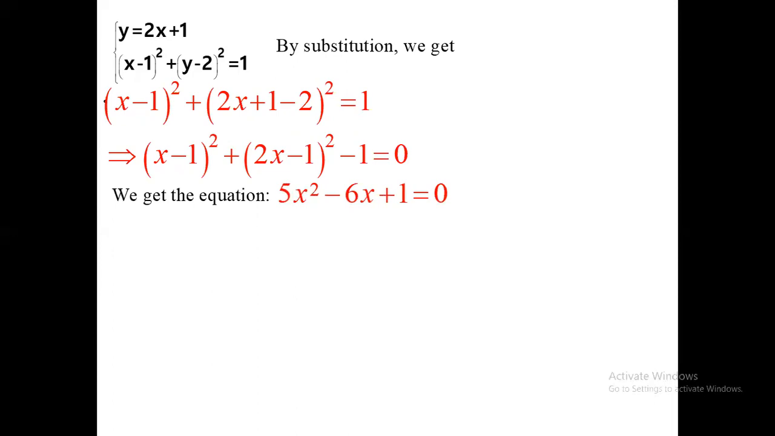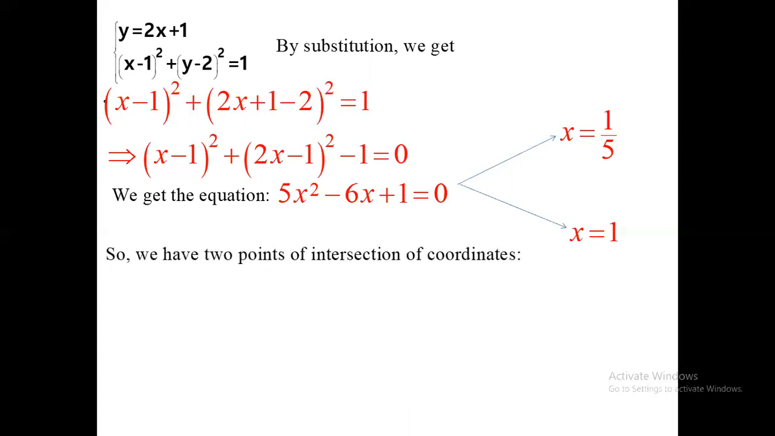If you expand this equation and simplify, you will get a quadratic equation, 5x squared minus 6x plus 1 equals 0. The solutions to this equation given by the calculator are x equals 1 over 5 and x equals 1. So what can we say about the points of intersection between the line and the circle? We have 2 points of intersection, but we need to know also the y coordinate of each point.